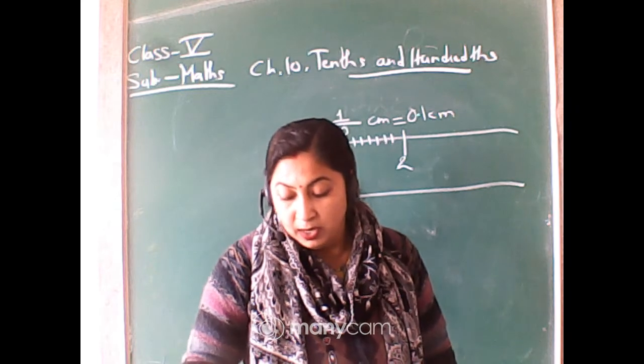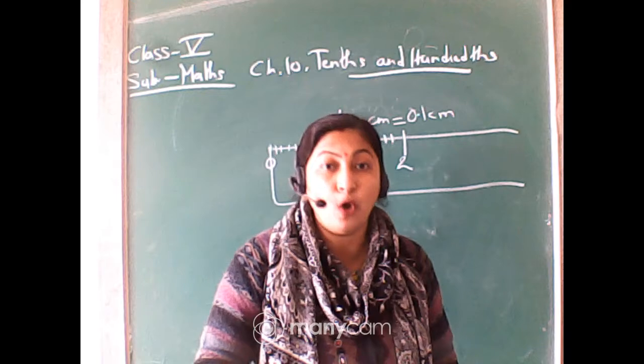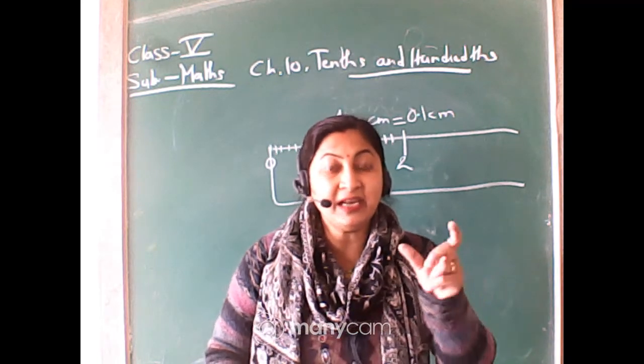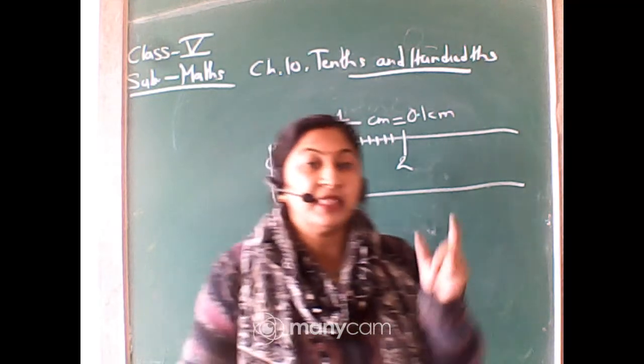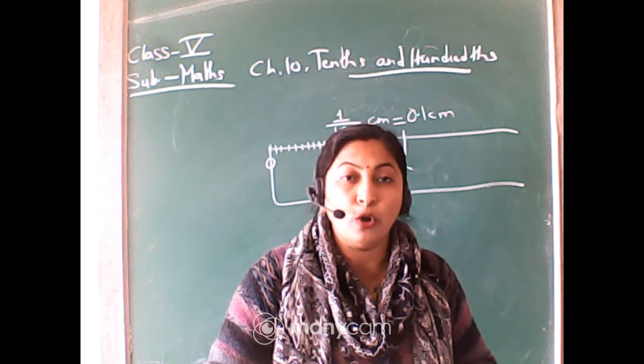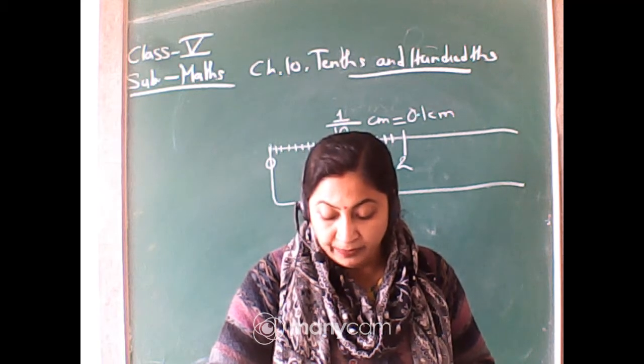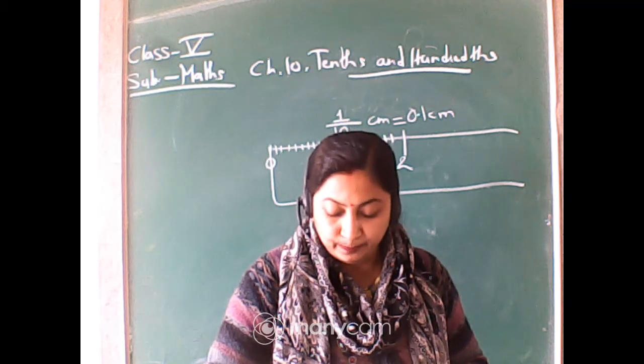Oh, so this pencil is 3 centimeters and 6 millimeters long. Exactly. The pencil is 3 centimeters and the small division is 6. That's why it is 6 millimeters long: 3 centimeters and 6 millimeters. Okay, now see what the ant is saying.